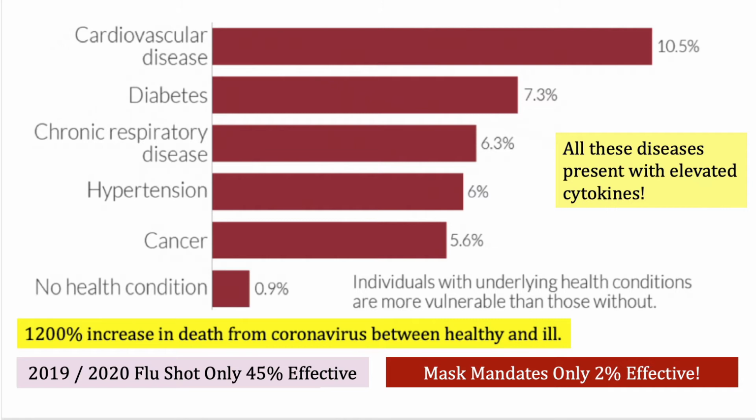95% increase. Yet the flu vaccine, or a vaccine that we're hoping for with COVID-19, using the flu vaccine as a surrogate in 2019-2020, was only 45% effective. From saving lives from the flu, we're not really sure, but it's not highly effective. And mask mandates in COVID-19 are only 2% effective. And this is a well-documented study.